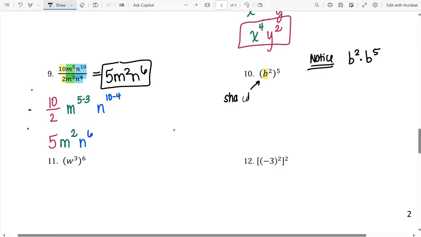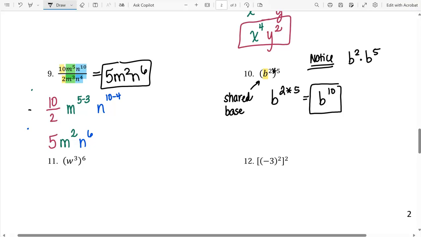I have what's called a shared base. When you share the base, you still write it one time. But because I'm sharing that base, I need to multiply the exponents together. 2 times 5 gives me b to the 10th.